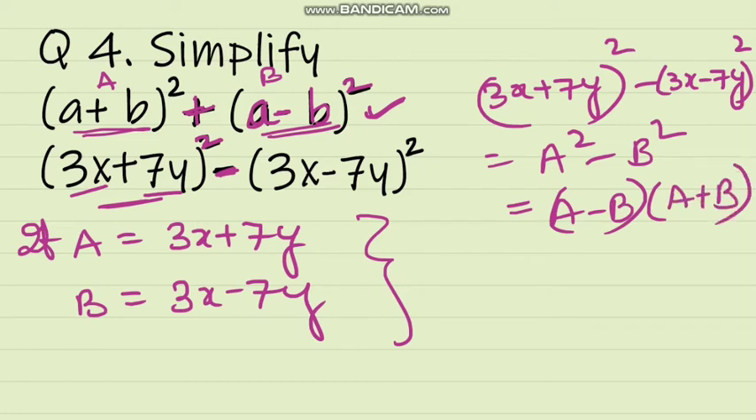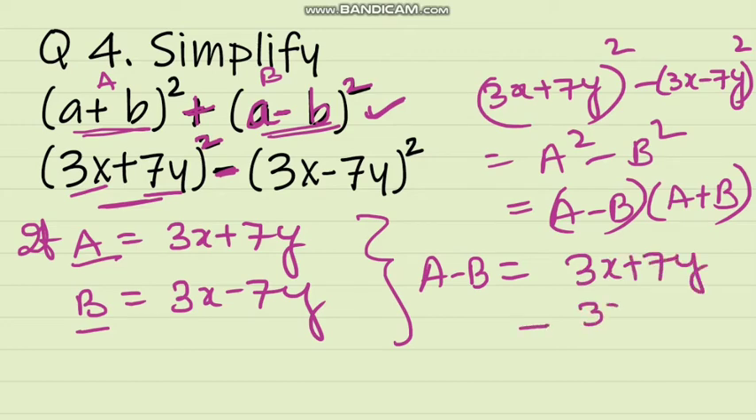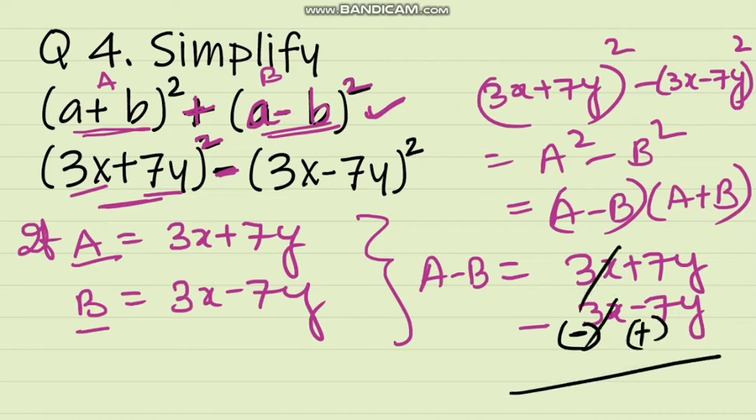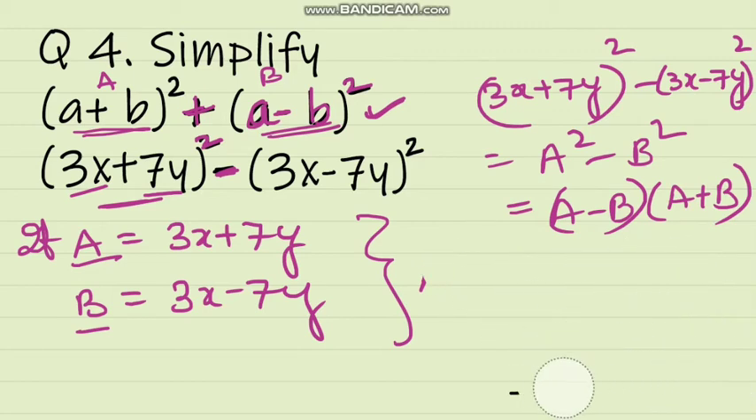Now let's find out how much is a minus b. If you take this as a and this as b, you write (3x plus 7y) minus (3x minus 7y). When you subtract, the signs change here and here. So 3x minus 3x gets cancelled and you will get 14y. So this a minus b is equal to 14y. You have to keep this in mind. Let me write it down here. You are getting a minus b as 14y.